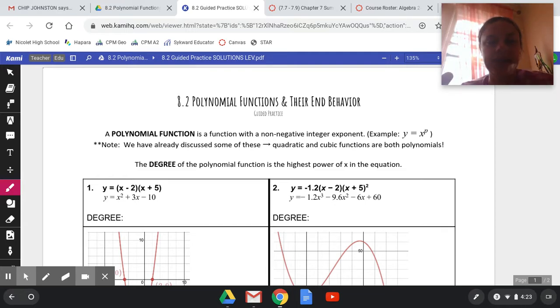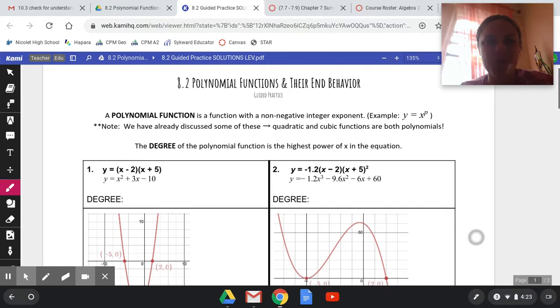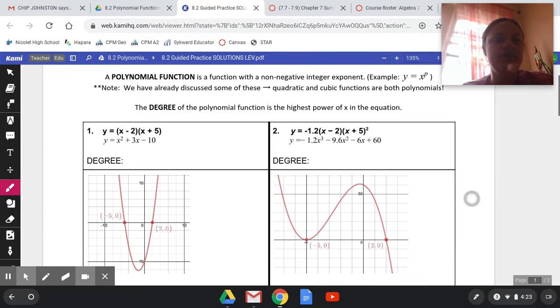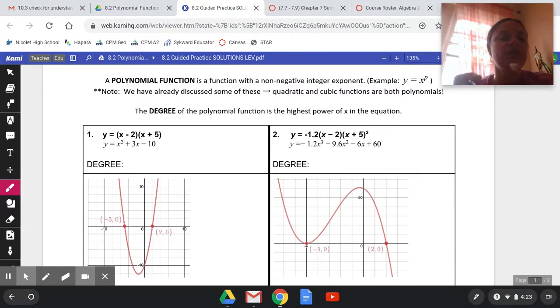But the degree of a polynomial is something that's important and we'll get deeper into as we move through the unit. It is the highest power in your function. So if you look at problem number 1, the degree in this case is 2 because the highest exponent is 2. This is a quadratic, which we've already talked about.